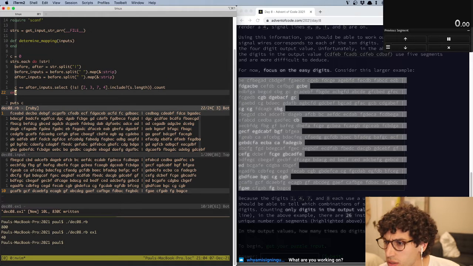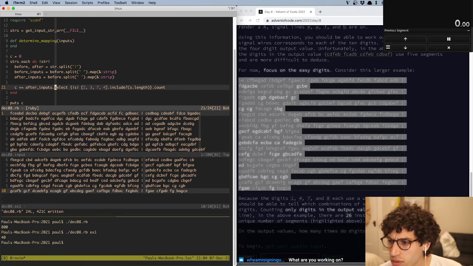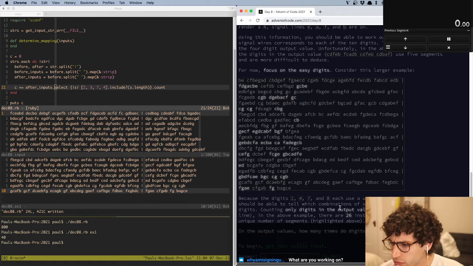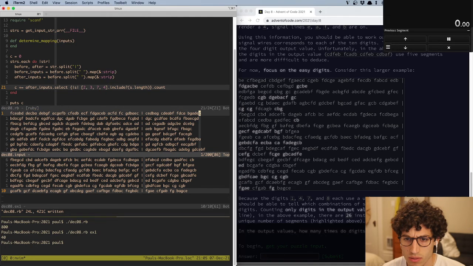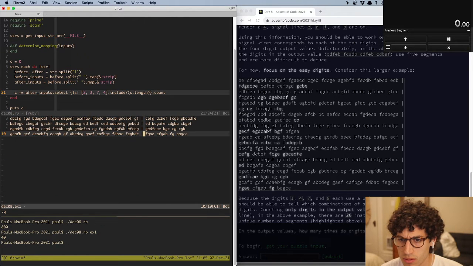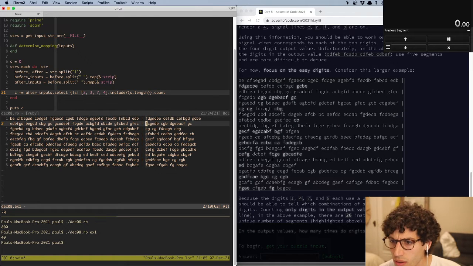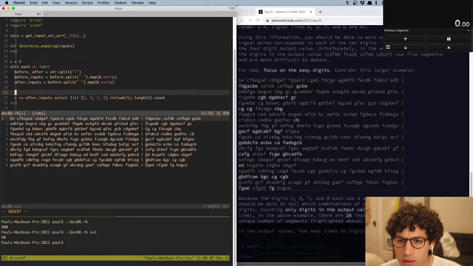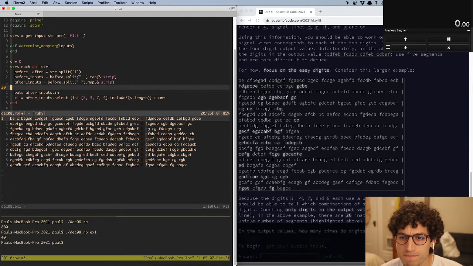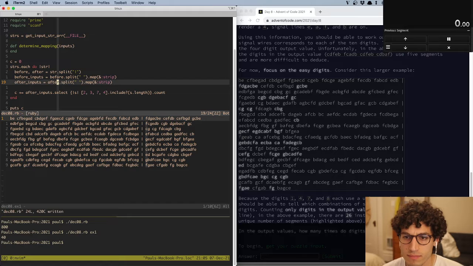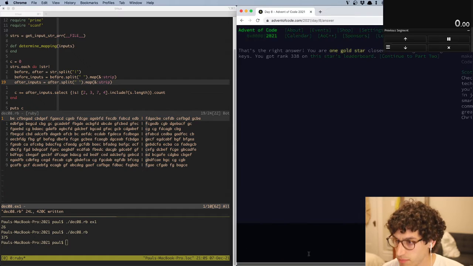2, 3, 7, 4. I'm working on Advent of Code. 1, 4, 7, 8. 26 instances of digits that use a unique number of segments. Puts after input step. Damn it. 375. That's a bummer.